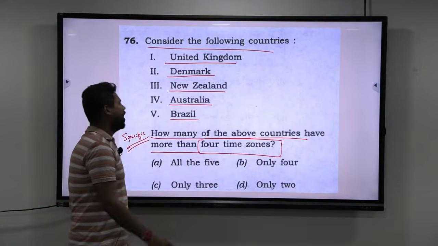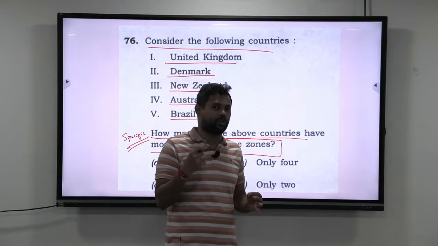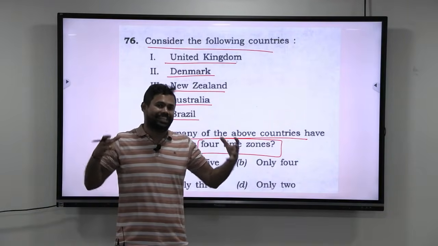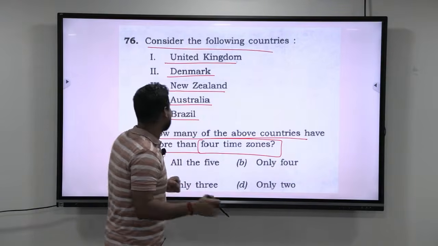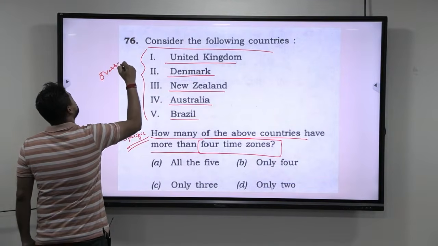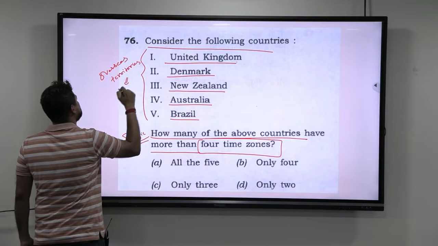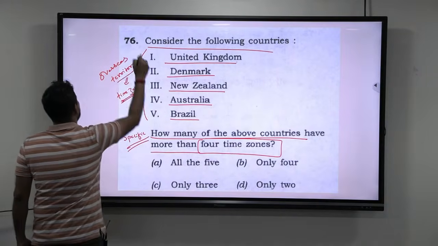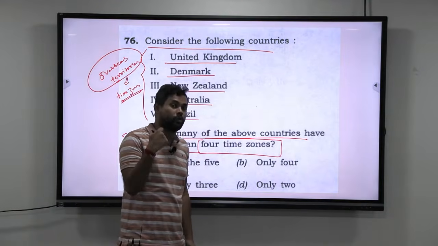Now, again, such questions you should know very well. Otherwise, please don't try to attempt it using your common sense. Some people think the larger the horizontal extent, the greater the time zones. That is one logic you can apply. But be very careful, because these countries have overseas territories, and these overseas territories have their own time zones. So you have to take the overseas territories into account, and that is what makes this question even more tricky.